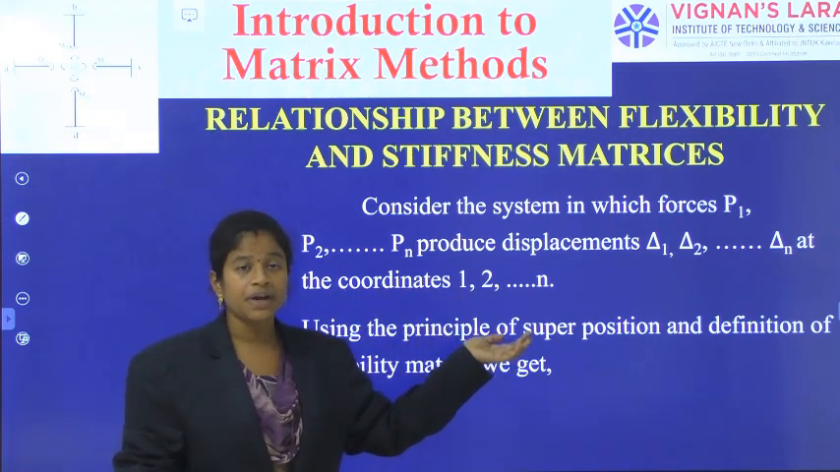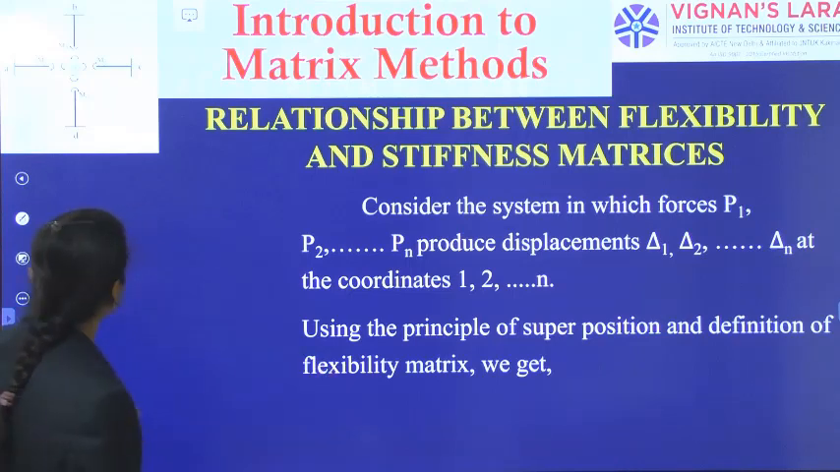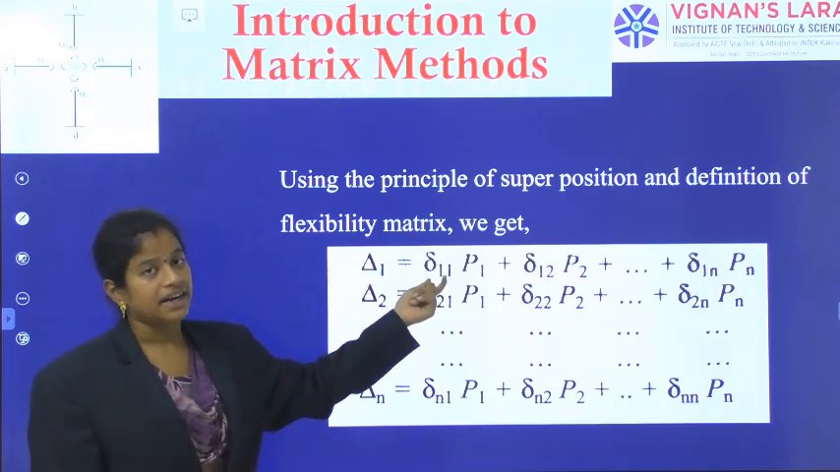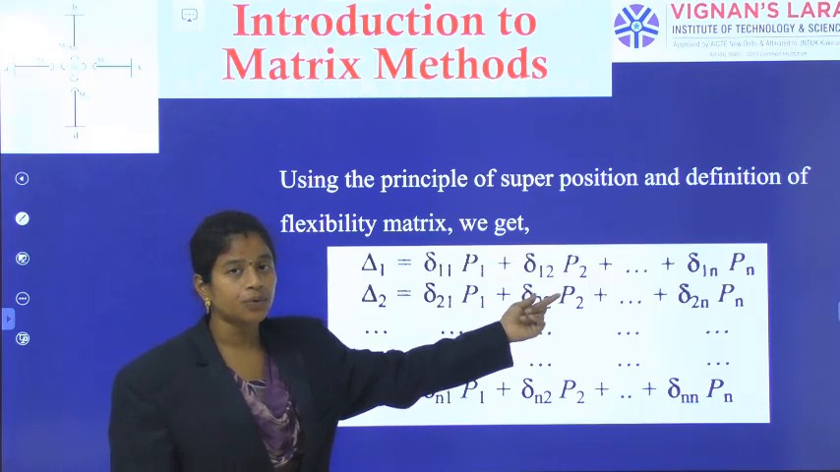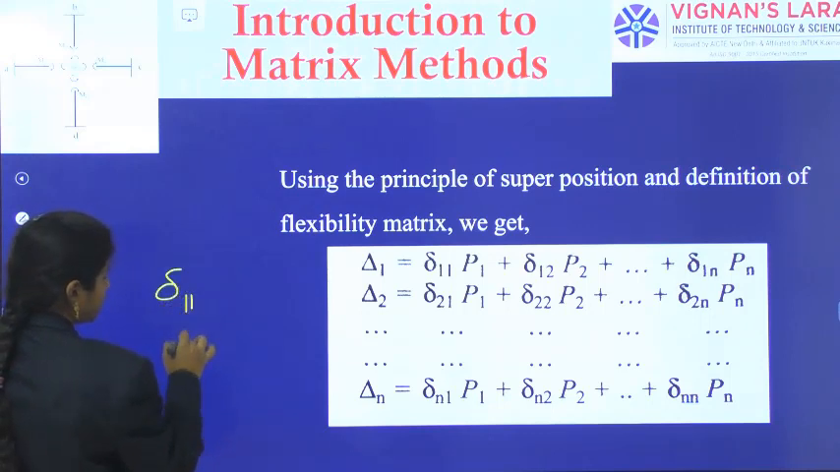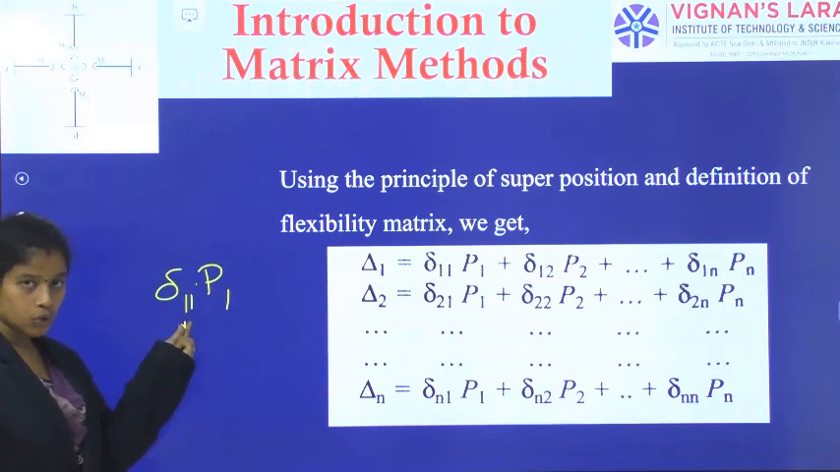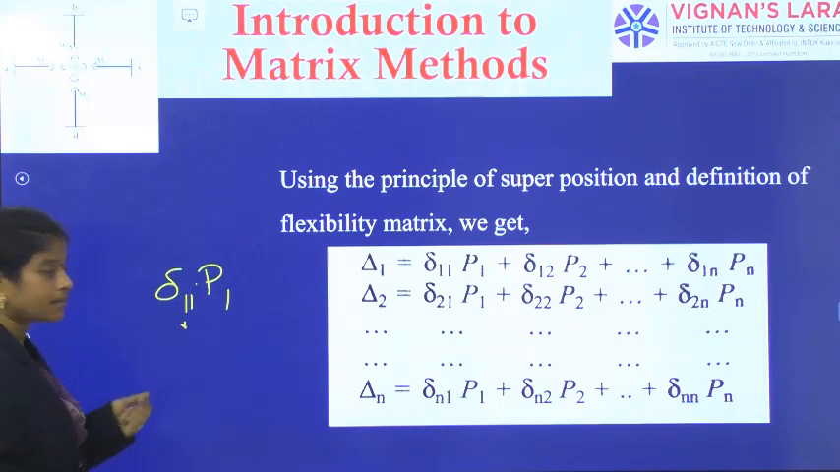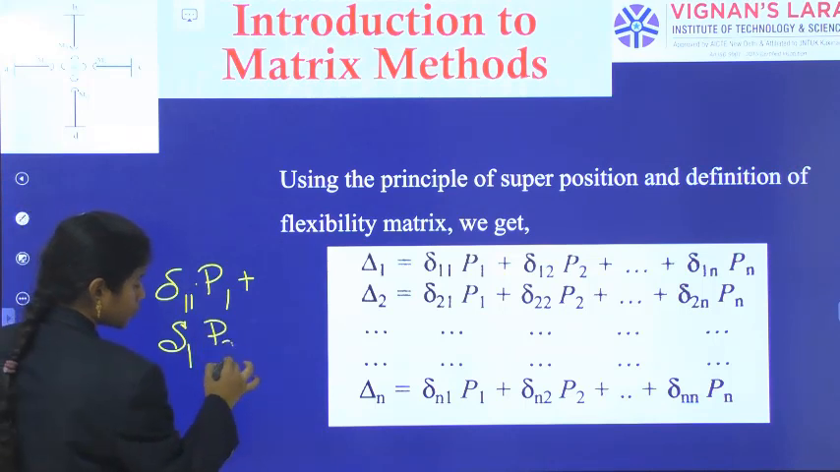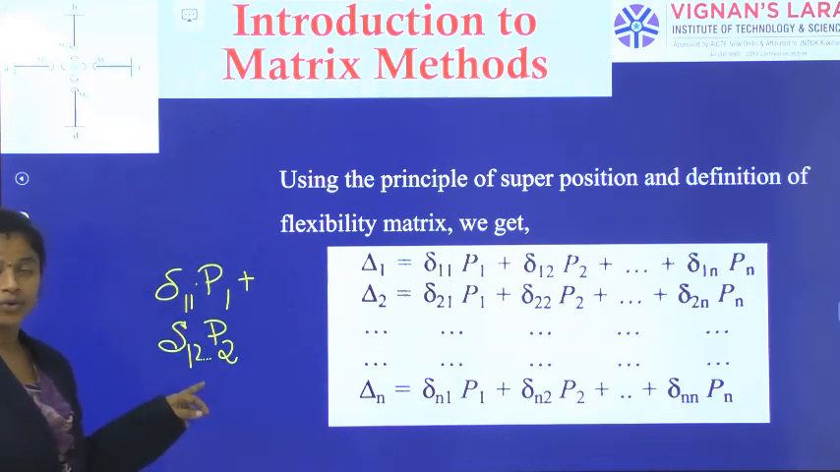Using the principle of superposition, the definition of flexibility matrix, we can write delta 1 is equal to delta 11 P1 plus delta 12 P2 and so on, plus delta 1n Pn. Delta 11 into P1 is displacement at 1 due to P1 force at 1, plus displacement at 1 due to P2 force at coordinate 2.